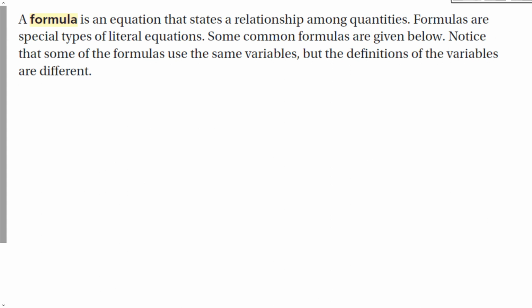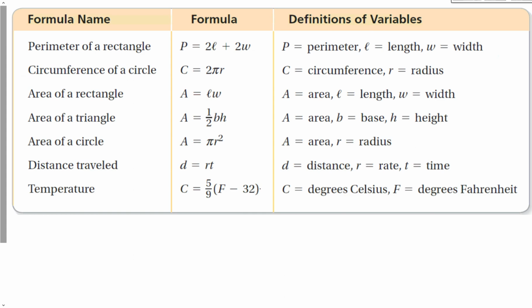So next is a formula. A formula is an equation that states a relationship among different quantities. Formulas are special types of literal equations. Some common formulas are given on the next page. Notice that some of the formulas use the same variables, but the definitions of the variables are different. So here are some formulas that you should have seen before, hopefully. If not, you'll see them definitely in geometry.